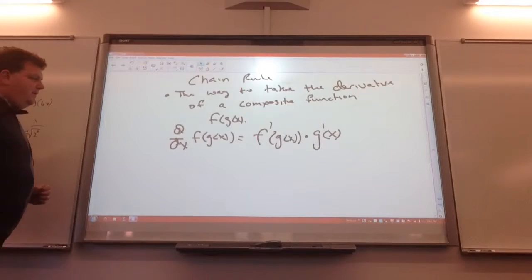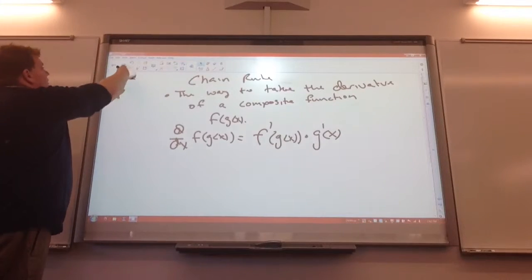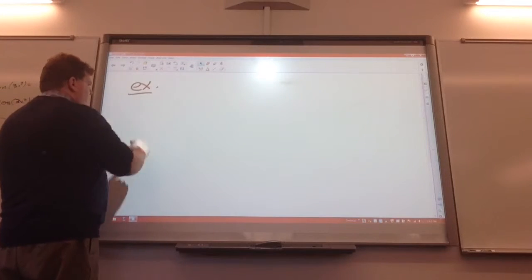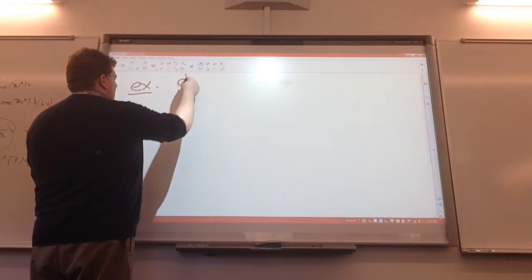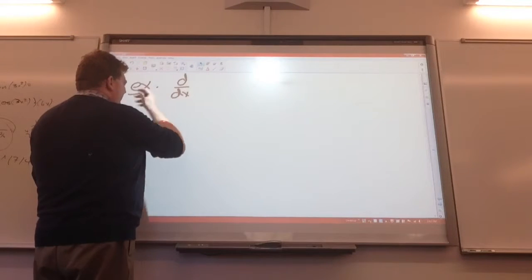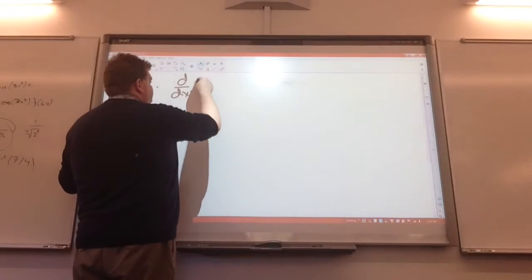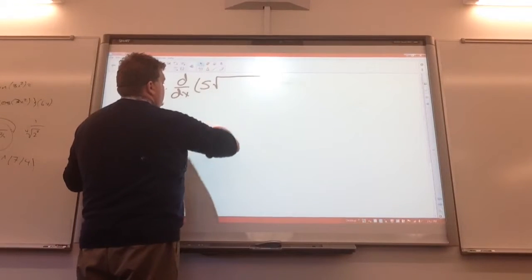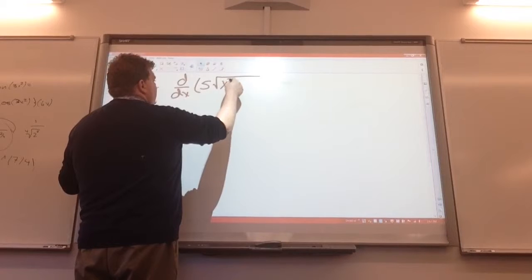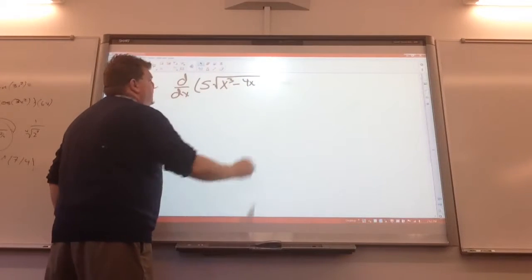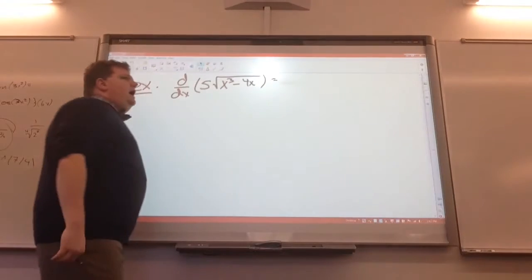Let's look at an example, though, okay, with an actual function here, okay? So an example, okay? Let's do the derivative with respect to x, excuse me, of 5 times the square root of x cubed minus 4x. When we do the derivative, do we have to write out the d over dx?